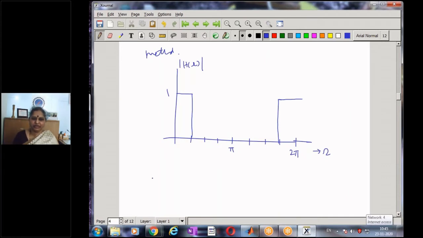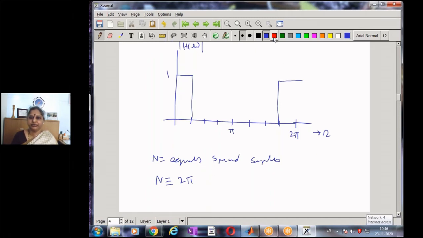And then what is given now? Now I need to take n equally spaced samples. And what is n? We also will recognize that n is equivalent to 2 pi. So spectrum is periodic with period 2 pi. My DFT is also periodic, and DFT coefficients are periodic with period n. And hence we have n is equivalent to 2 pi. So now this is my given specification.